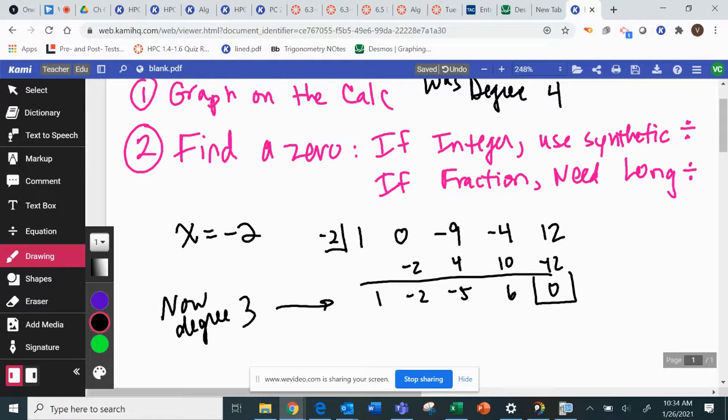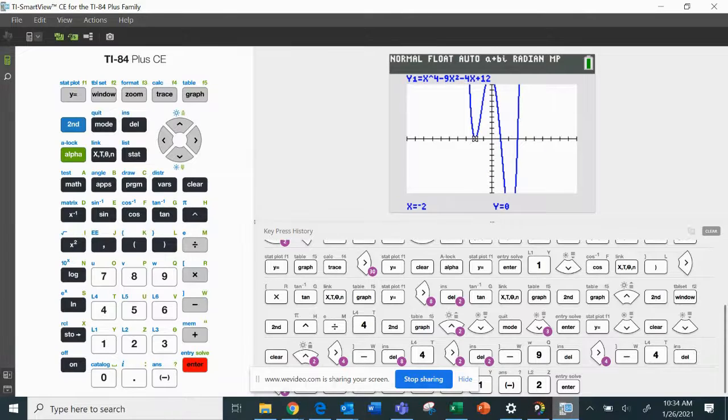How many times should we repeat this? Graph it on the calculator, find a 0, take it out. How many times do we need to repeat that? It's not really a set number, but how many times do we need to repeat it? Chris, do you know? Until we're left with a power of 2. Right now we have a power of 3, so we're going to repeat that process. So I'm going to go back to my calculator, and I'm going to find another 0.